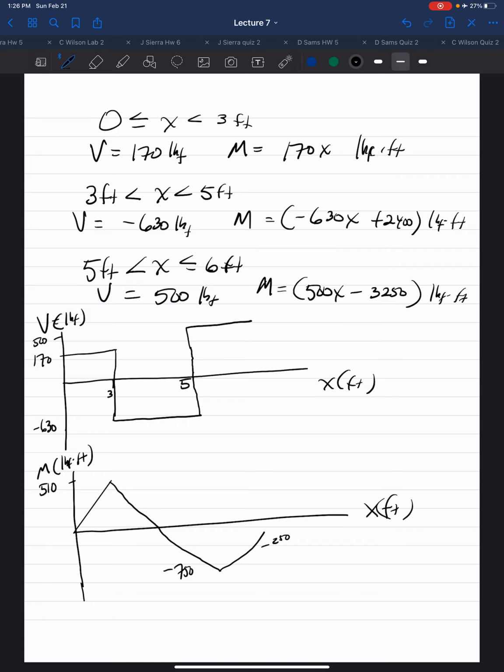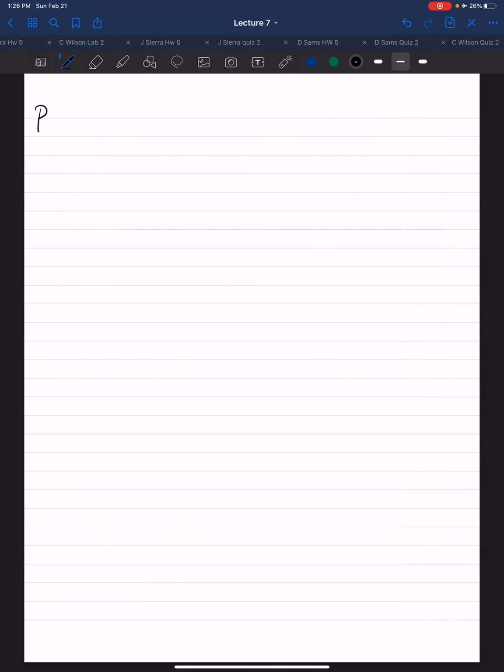Let's take a look at another problem. Problem 11-5. This is page 518 in your text. They want you to express the internal shear and moment in the cantilevered beam as a function of x, and then draw the shear and moment diagrams.